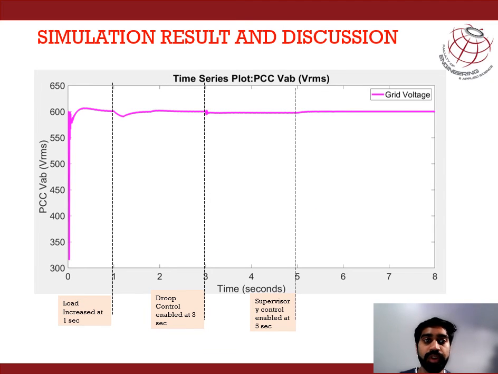From this simulation result, it shows the point of common coupling bus voltage. So this is the grid voltage of the point of common coupling, which is maintained at 600 volt, just because of group control and supervisory control when there was an increase in load. So it shows the grid voltage maintained within the set point set earlier.